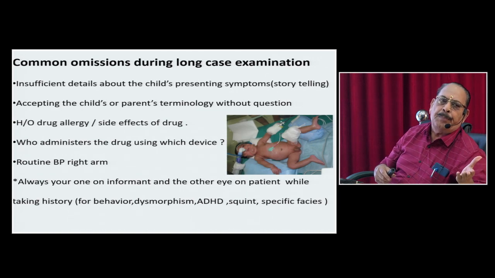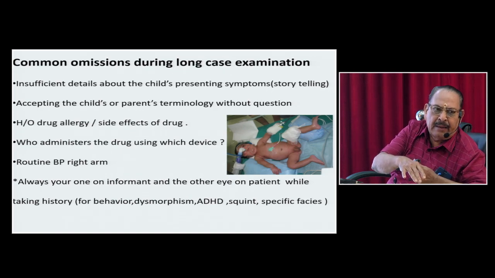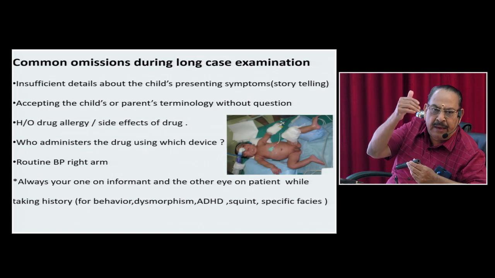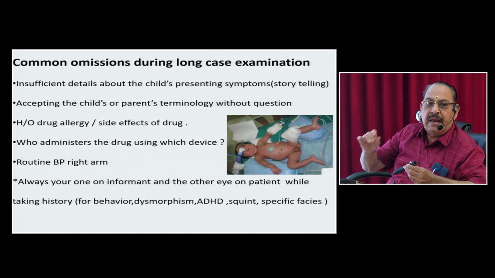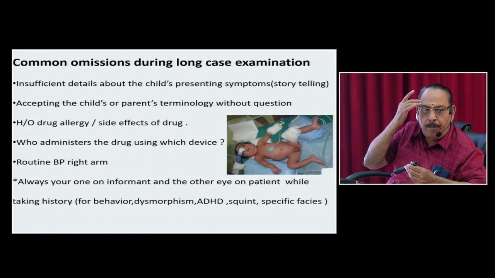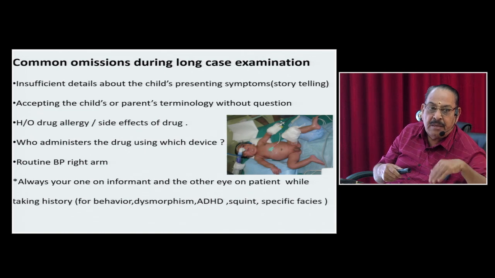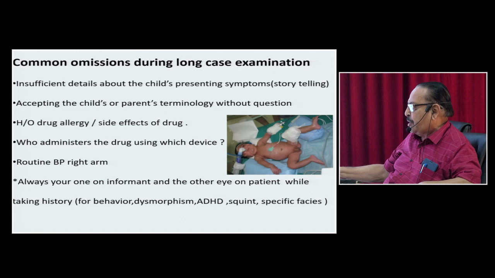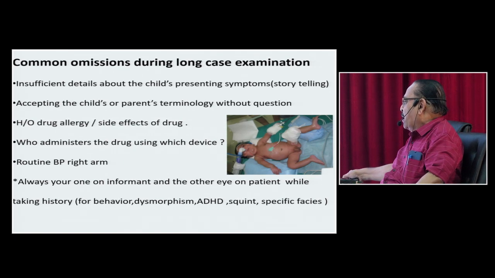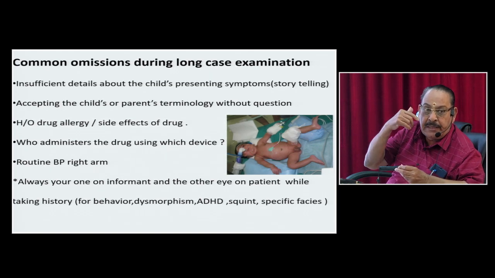Listen to the people, evaluate the symptom and tell this to the people again, asking whether you have missed anything. Reassure, reconsider what history you have taken, and then try to remember, one half of your brain is giving instruction, the other half of the brain is reacting. Use it properly. Then while taking history, behavior, dysmorphism, ADHD, any squint from birth, any special facies, etc. should be seen, should be observed by the other eye.